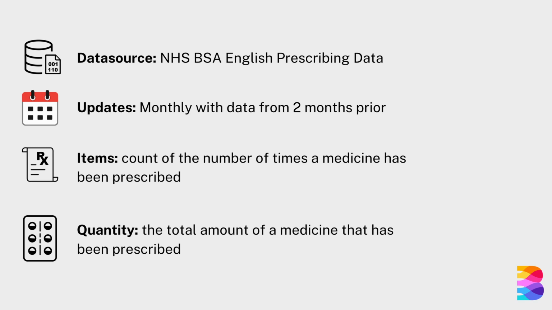Quantity is the other quantifier we use. This is the total amount of medicine that has been prescribed. Again, to use amoxicillin as the example, say 21 amoxicillin 500 milligram capsules would correspond to a quantity of 21 capsules. It's fairly straightforward for solid dose forms, so things like tablets and capsules.